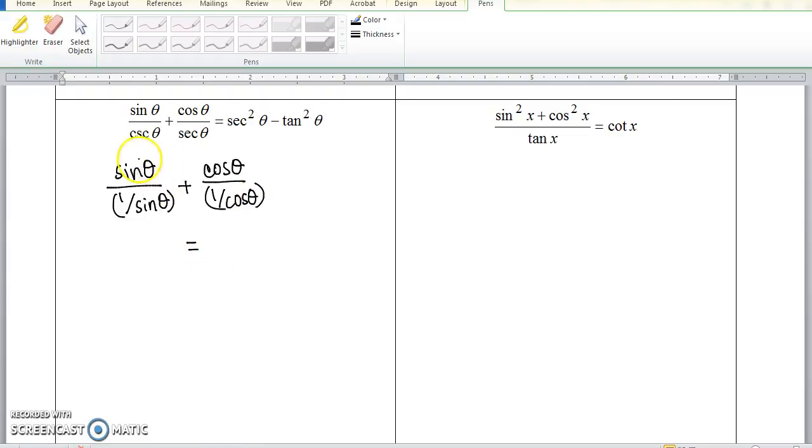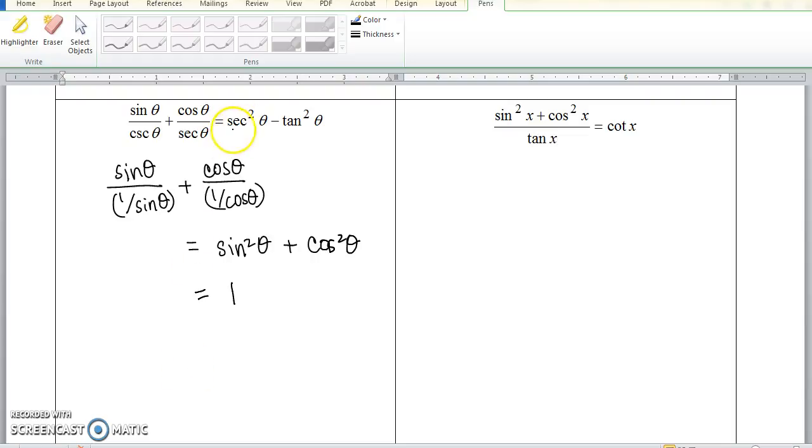And so when you take sine of theta and divide it by 1 over sine of theta, you really want to multiply by the reciprocal. So it's sine of theta times sine of theta, which would be sine squared of theta. Plus, same thing with the cosine, you get cosine squared theta. If you add those together, hopefully you remember that that's 1. At this point, it seems like you might be kind of stuck.